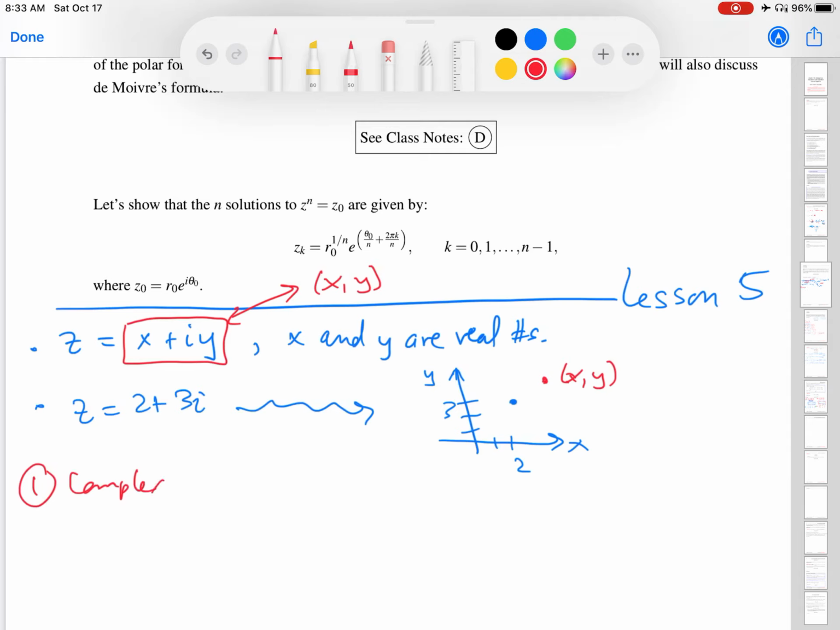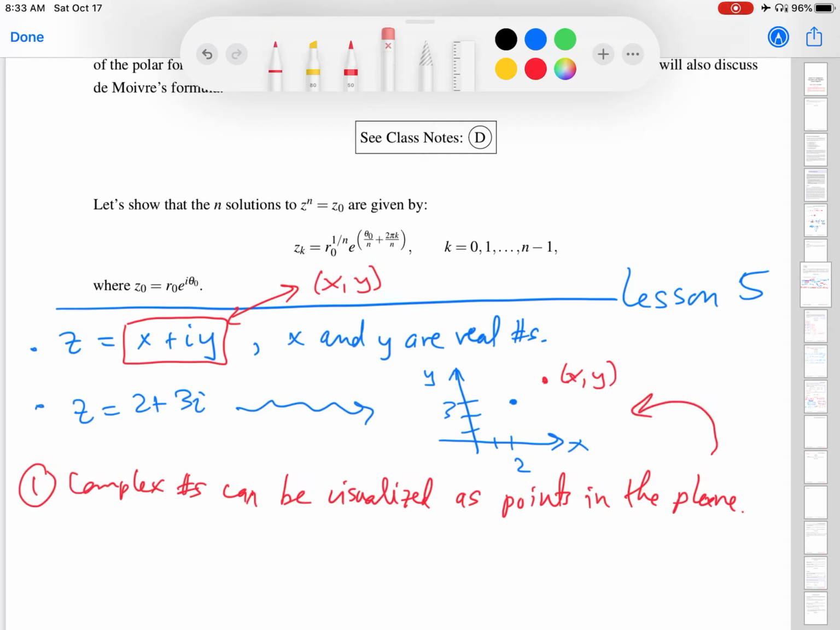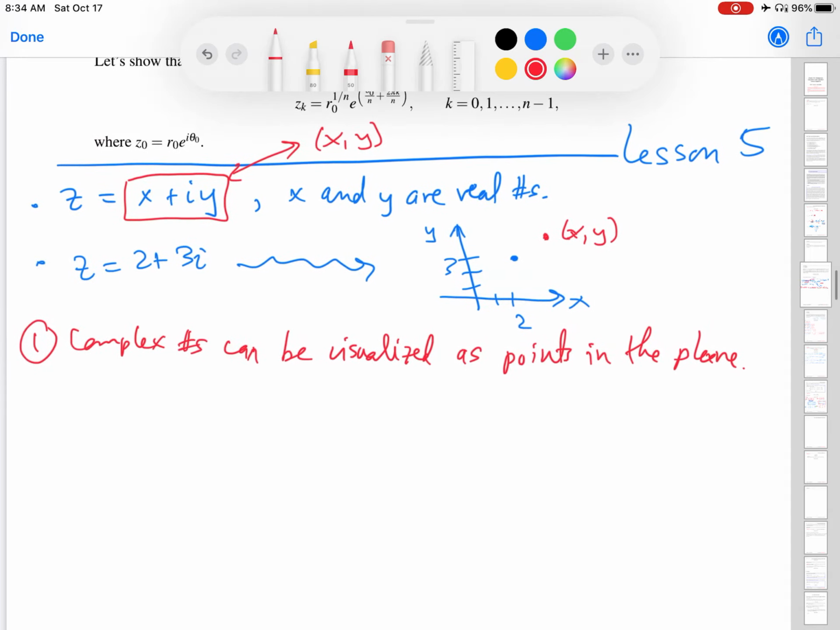So that's our first result: complex numbers can be visualized as points in the plane. Okay, so that's exactly what's going on over here. That's really nice because we have a lot of geometry in the plane that we can now draw on by this correspondence.